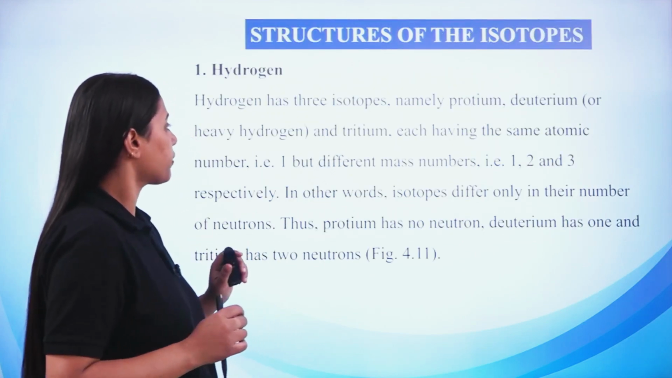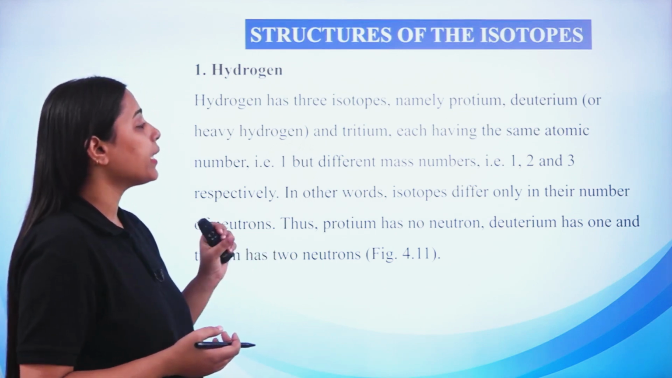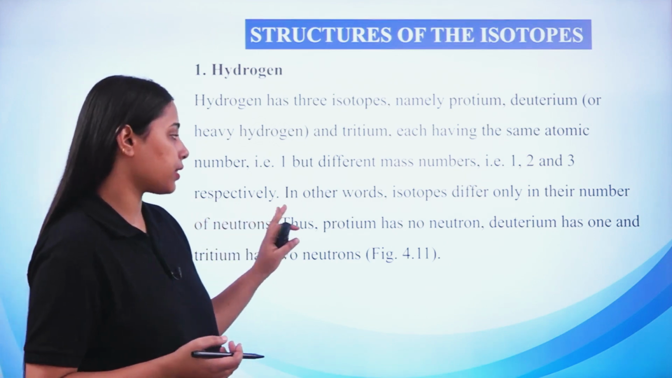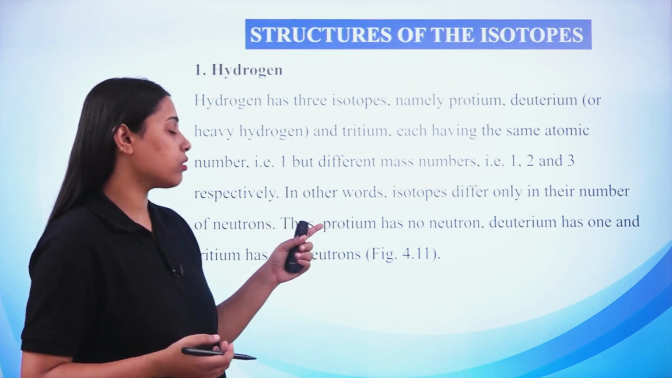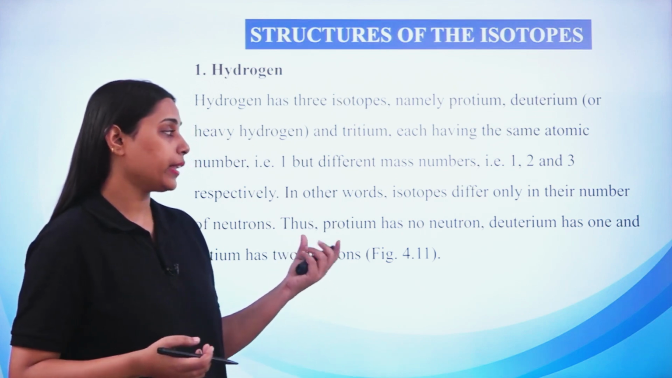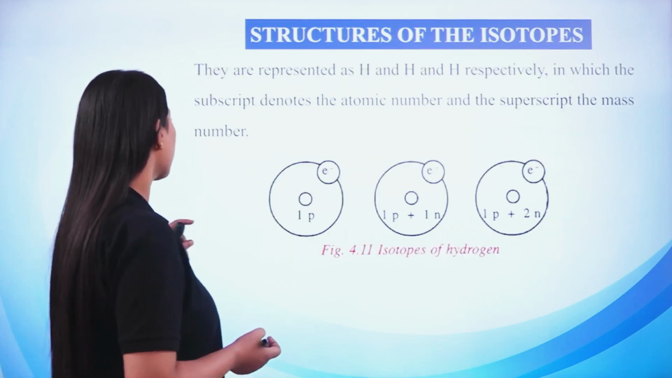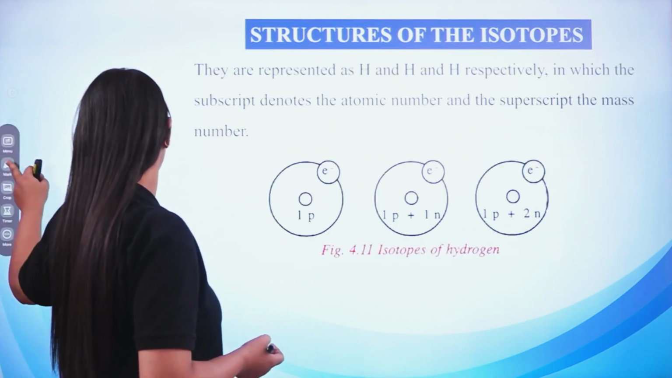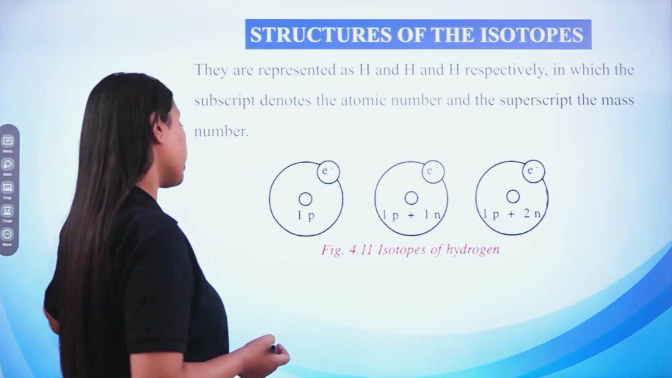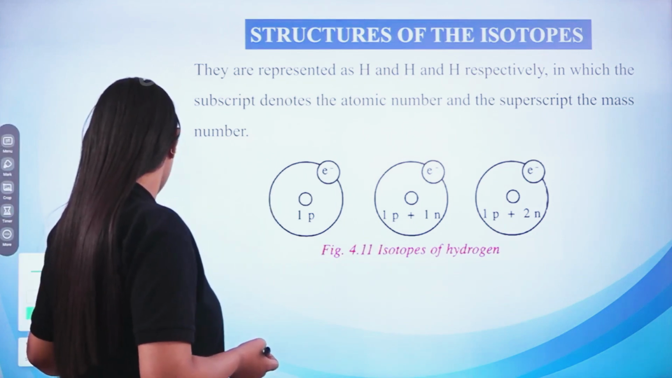The hydrogen example first. It has 3 isotopes, namely protium, deuterium or heavy hydrogen, and tritium, each having the same atomic number, that is 1, but different mass numbers 1, 2, 3 respectively. We have discussed this, right? So in other words, isotopes differ only in the number of neutrons. Protium has no neutron, deuterium has 1, whereas tritium has 2 neutrons. You can easily see it in this figure also, that they have 1 proton, 1 proton plus 1 neutron, and 1 proton plus 2 neutrons in protium, deuterium and tritium respectively.